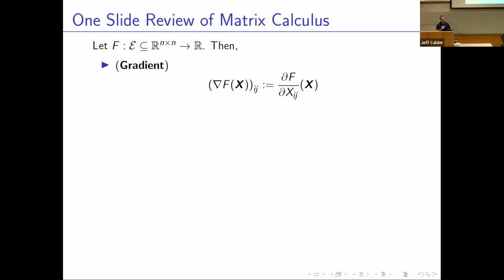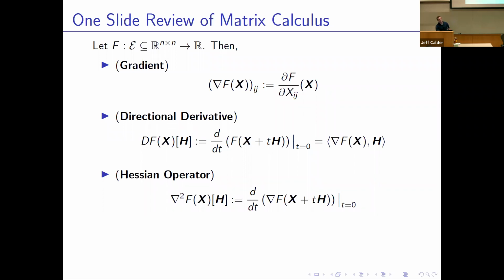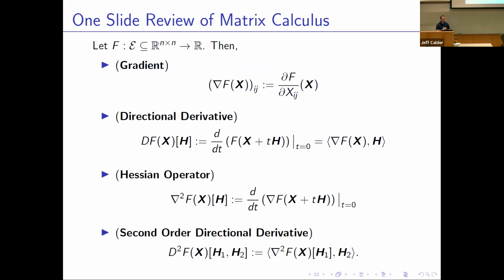So the ij-th entry of the gradient of my function f is going to be the partial derivative of f with respect to that entry in my variable matrix. Then I can define directional derivatives in a way that you would expect from dealing with functions in Rn, and I can define a Hessian operator in a similar way. These things all relate nicely together through the directional derivative. The directional derivative is the inner product of the gradient with the direction I'm taking the directional derivative in.